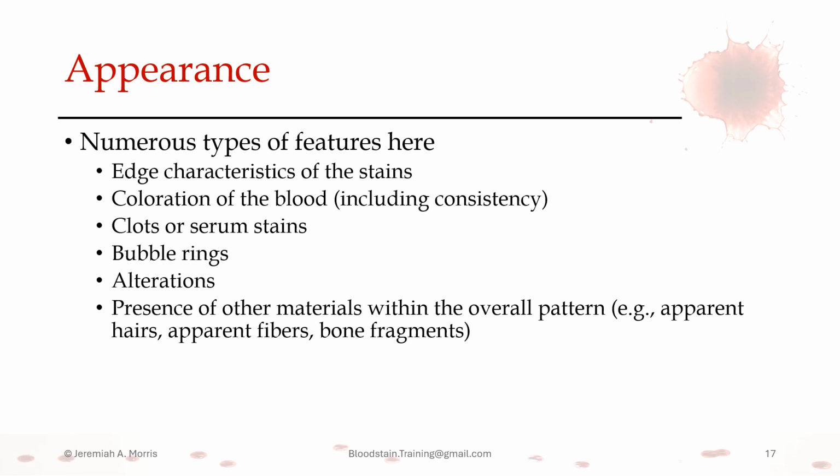Does it look like whole blood, or does it have a lighter color to it? Do we have various colors within the interior of the blood stain? Do we have clots or serum stains in our clots? You could describe as clots, or sometimes I call them solid masses. Or we could have bubble rings, alterations, and also within this category of appearance is the presence of other materials within the overall pattern. And that can be apparent hairs, apparent fibers, it could be bone fragments, it could be components of firearms, other things that are within that bloodstain pattern.